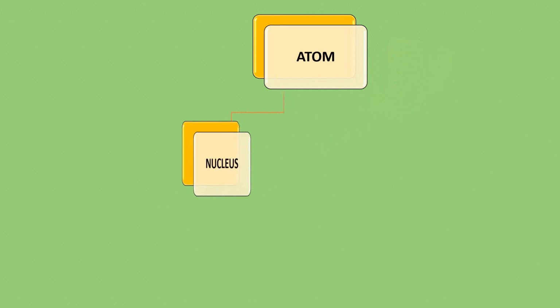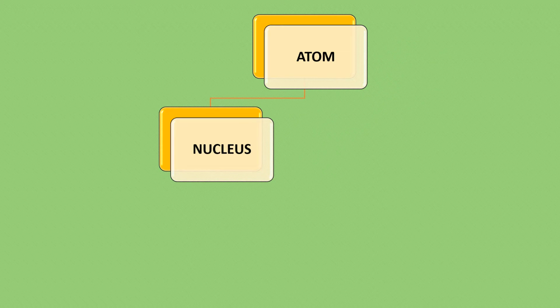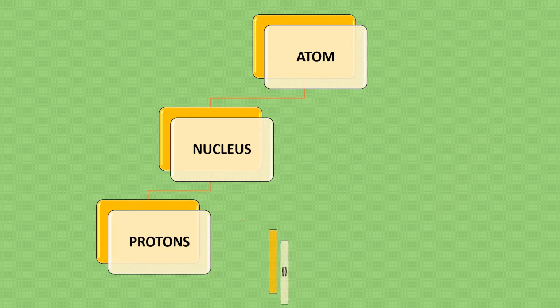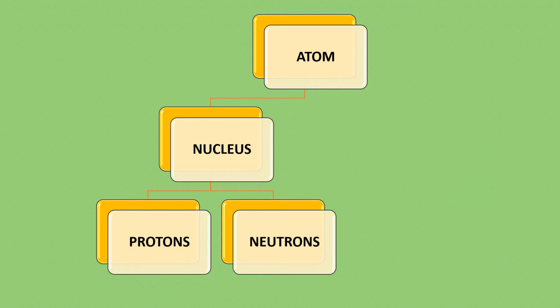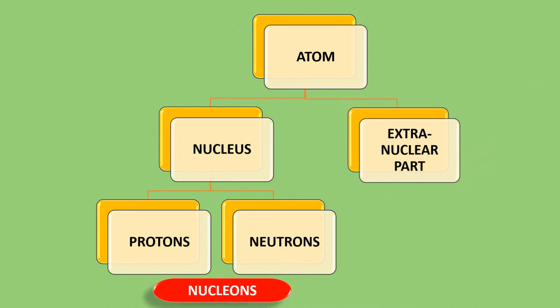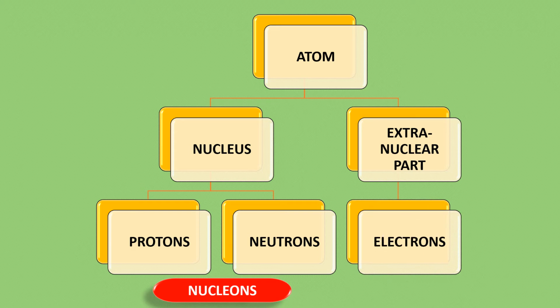Now, an atom has two parts divided into the nucleus, which has protons which are positively charged, neutrons which have no charge. Together the protons and neutrons are called nucleons. Then we have another part of the atom which is the extranuclear part, and it has electrons in that extranuclear part. And so protons, neutrons and electrons are the three subatomic particles present in an atom.